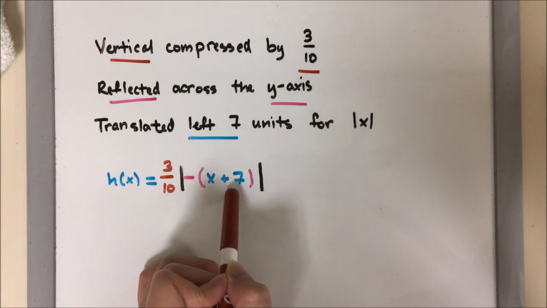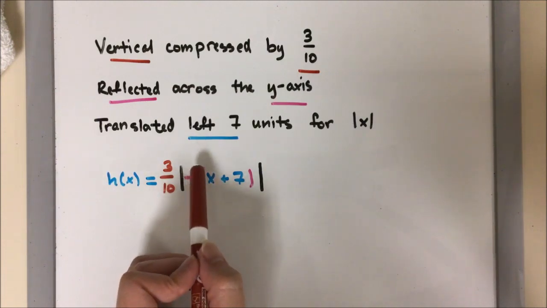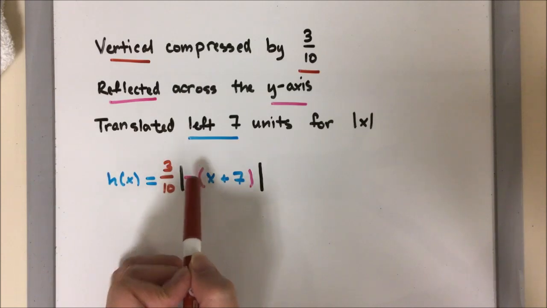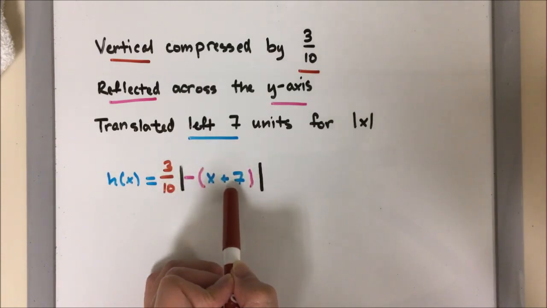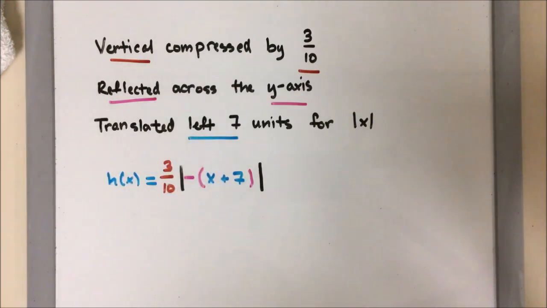Since there's a number with the x, and you also have a negative that's inside, I have to include a set of parentheses so that I can put the negative in front while keeping this intact for plus 7. And then since it's vertical, the fraction will be outside the absolute value in the front.